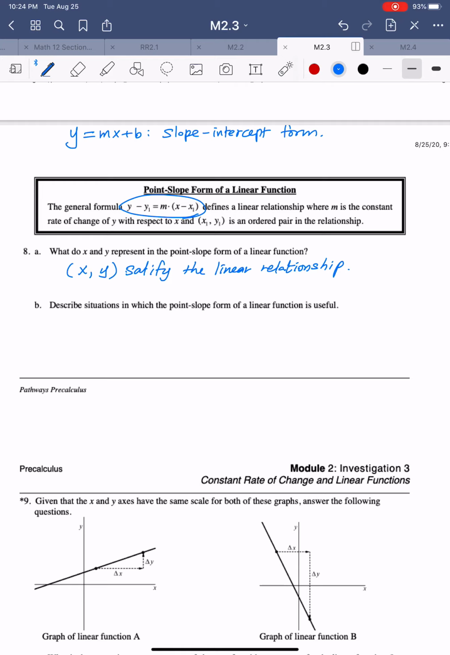Describe the situation in which the point slope form of the linear function is useful. Yes, the point slope form is useful when you are provided a constant rate of change as well as an ordered pair in the relationship. So as long as you have a slope, which is m, and an ordered pair, which is x and y, it's going to be really useful as a relationship, okay?